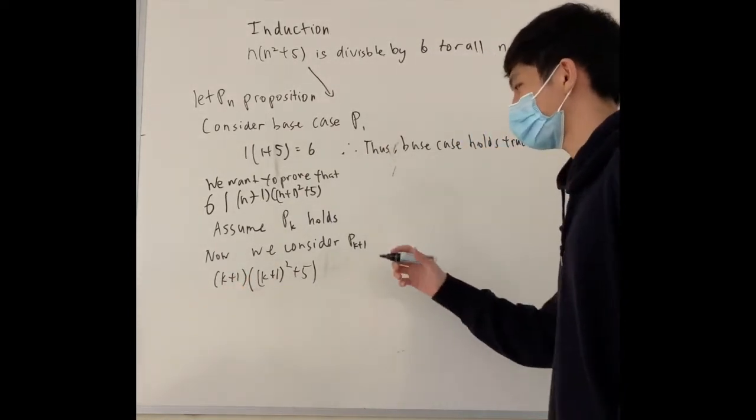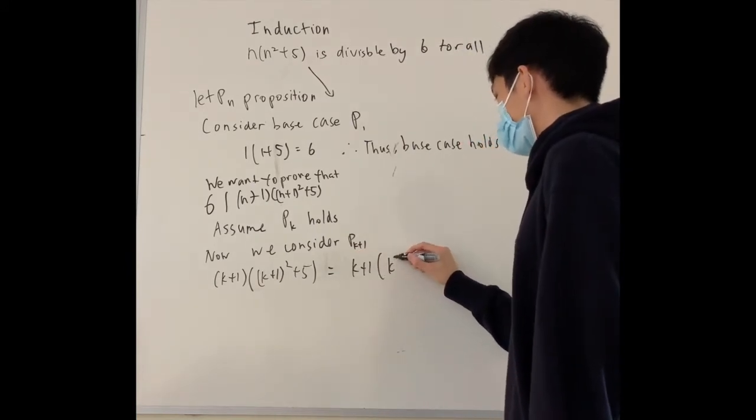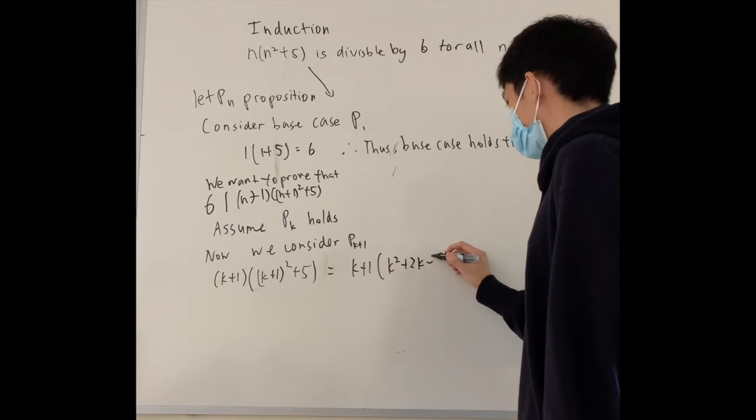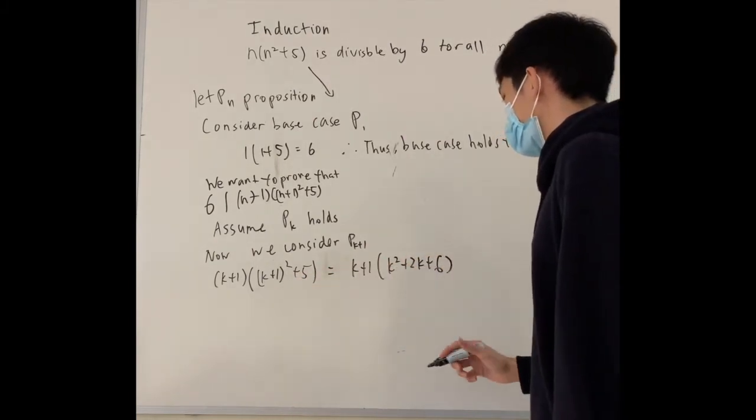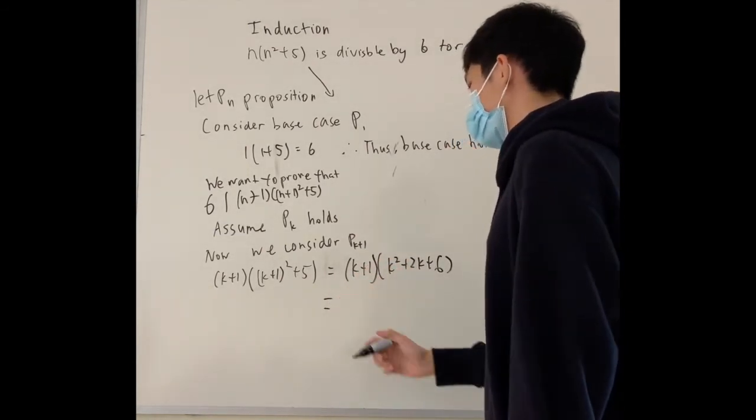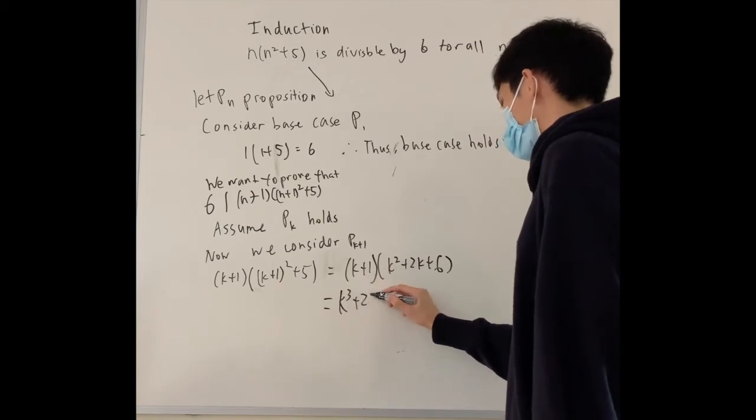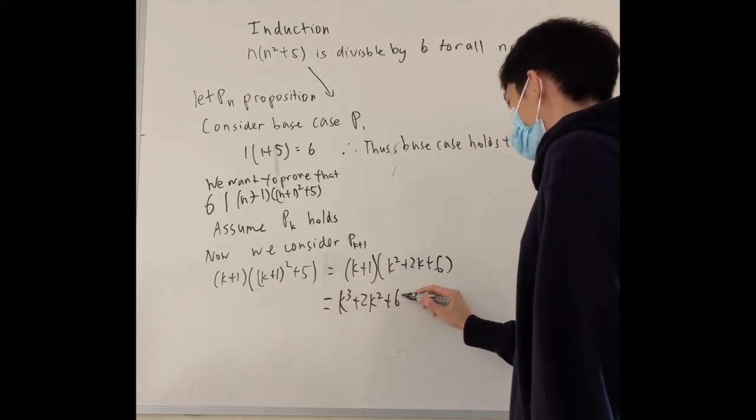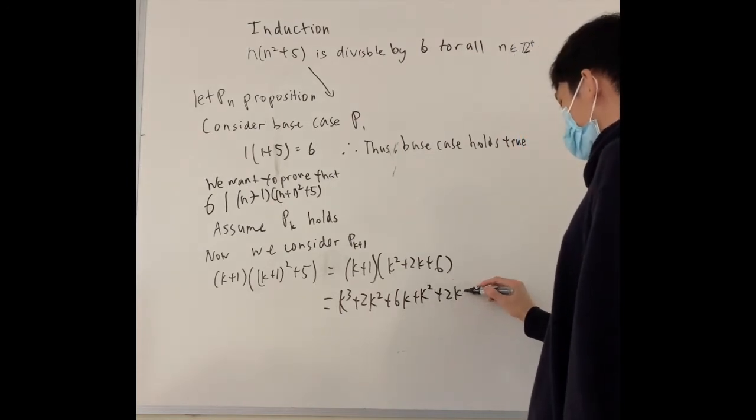First, we want to expand this. What is this equal to? It's equal to (k plus 1) times (k squared plus 2k plus 1 plus 5), so that's a 6, multiplied by (k plus 1). Let's multiply this out again. It should be k cubed plus 2k squared plus 6k plus k squared plus 2k plus 6.